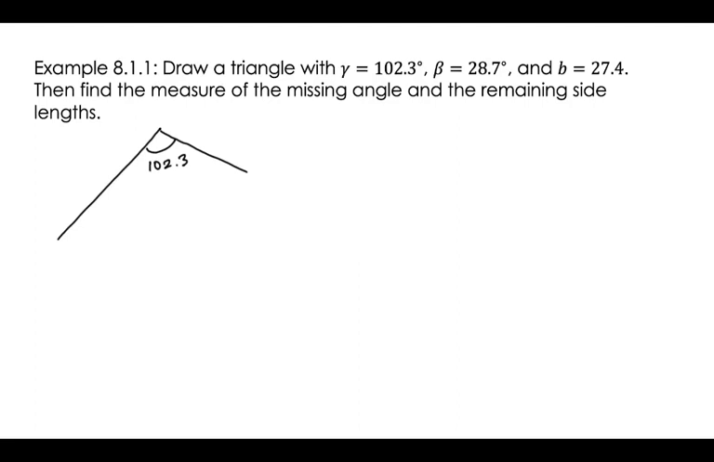Let's label that gamma up here. And then angle beta is pretty small, 28.7, so I'll put that over here. Even if your diagram isn't perfect, as long as you label everything correctly, you're going to be all right. And then they also tell us that side length B is 27.4. Remember that side length B has to be across from angle beta, so that has to be this side over here, 27.4.